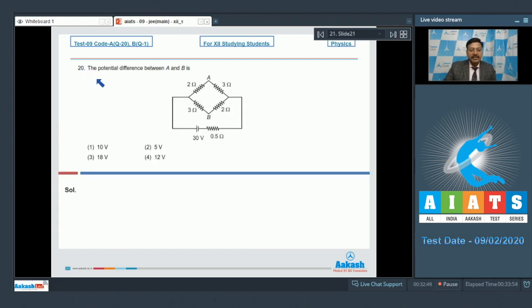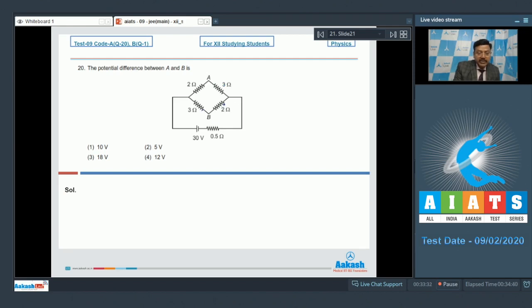Question 20 says the potential difference between A and B is, and this is a circuit given to us. Let's first find the equivalent resistance of the circuit, find the current. The question is based on Kirchhoff's law, Ohm's law, and so we find the equivalent resistance and the current in the circuit, and then traverse from A to B along any path and find the potential difference. So what about the equivalent resistance? We see that these 2 and these 3 are in series, and so we have 5 ohm here effectively.